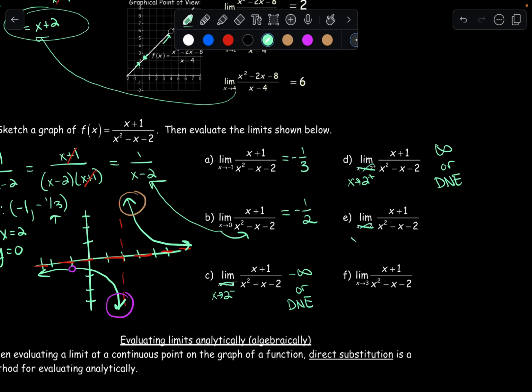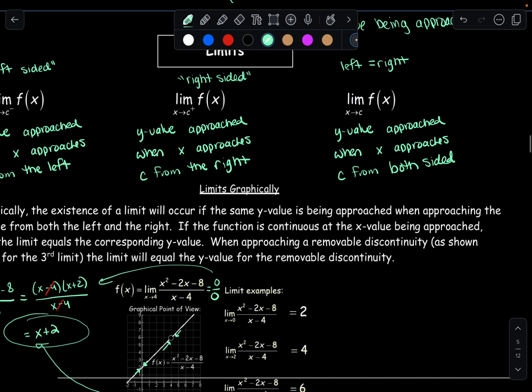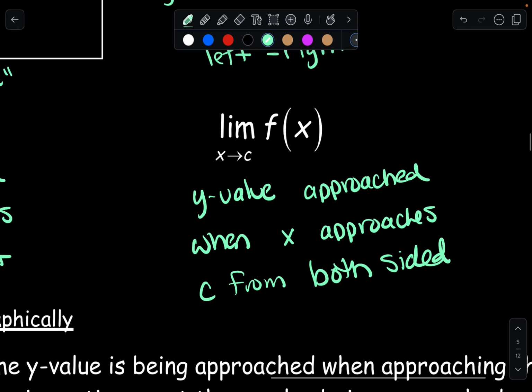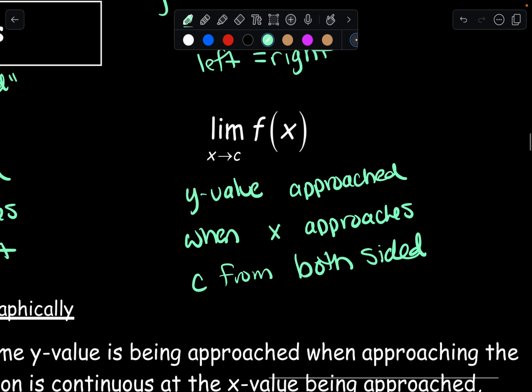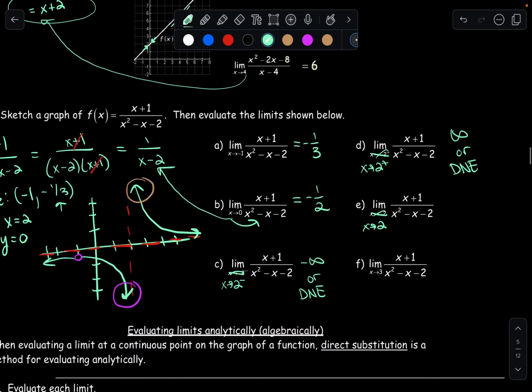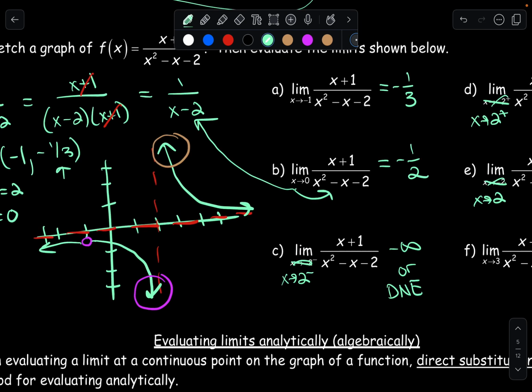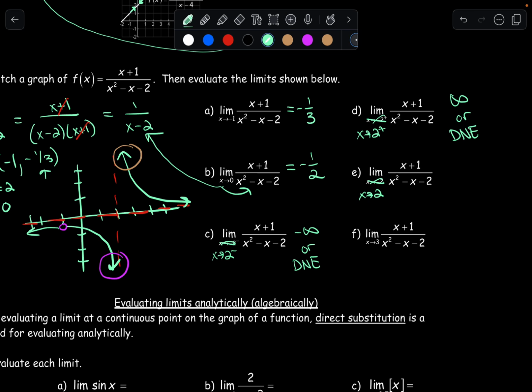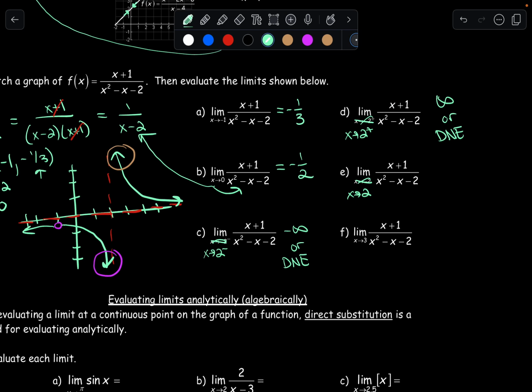Part E, that should be as x approaches 2. So if we look at 2, we talked about this before. In order for this limit to exist, the y values approached when x approaches c from both sides have to agree. Sorry about that. So the left and right limit have to agree. The left limit is going to negative infinity, the right limit is going to positive infinity. So the only answer that we can get for this one is does not exist.